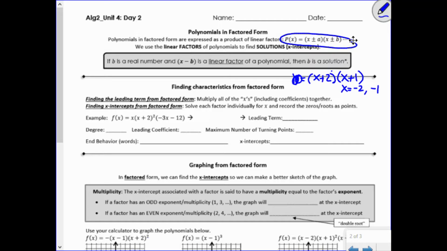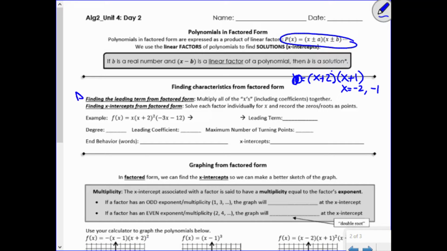You would have to distribute the x, and then whenever that is done, you have to multiply it through this one. It would take forever. It's really complicated. So we're not going to multiply everything. We're only going to multiply the x's. That's going to give us the leading term.